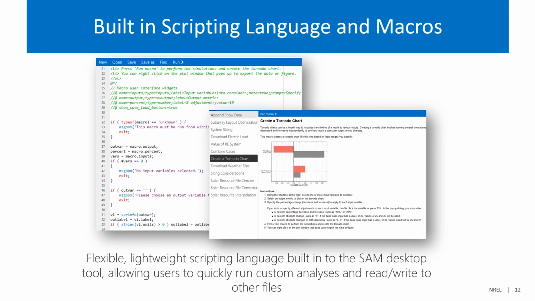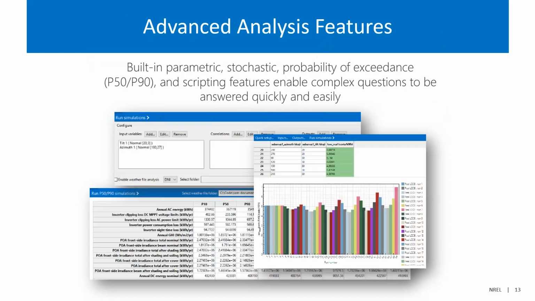So I'm not going to spend too much time on these. As I just mentioned, the scripting language extends your SAM analysis further by using a built-in language to do further analysis from your SAM cases or write your own macros. With parametric analysis, you can vary your inputs over a range of values and evaluate the change in output on energy output or financial outputs. Or you can vary your inputs stochastically and get an idea of your probability of exceedance for your annual energy output that way.